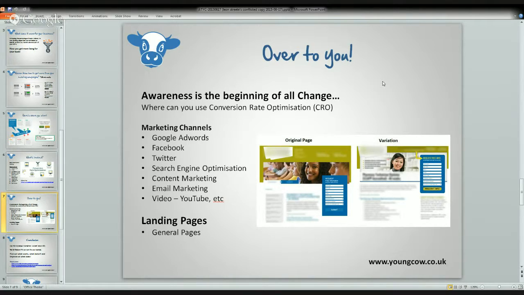Awareness is the beginning of all change. So now that you're more aware of what conversion rate optimization is and involves, you can start analyzing things and looking at, right, where are my marketing channels? So maybe you're doing Google AdWords, maybe you've got Facebook, Twitter, search engine optimization, content marketing, email marketing, video, YouTube. That was a mouthful. Anyway, there's lots of different marketing channels. Maybe you've got offline marketing that complements your online. But the key thing is you need to be testing against original pages, so your A and your B.